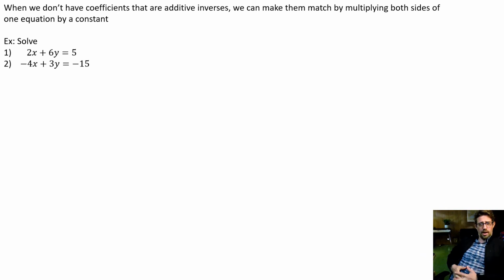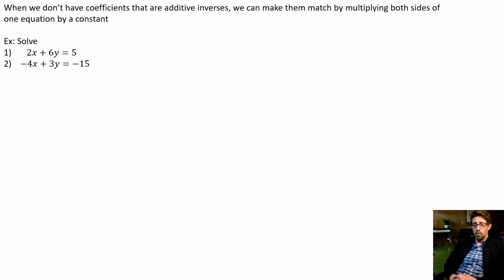Okay, so solve: equation 1 is 2x plus 6y equals 5. Equation 2 is negative 4x plus 3y equals 15. If we just added these together now, we'd get some third equation, but it wouldn't really be very helpful to us. So there's a couple different ways of doing this.